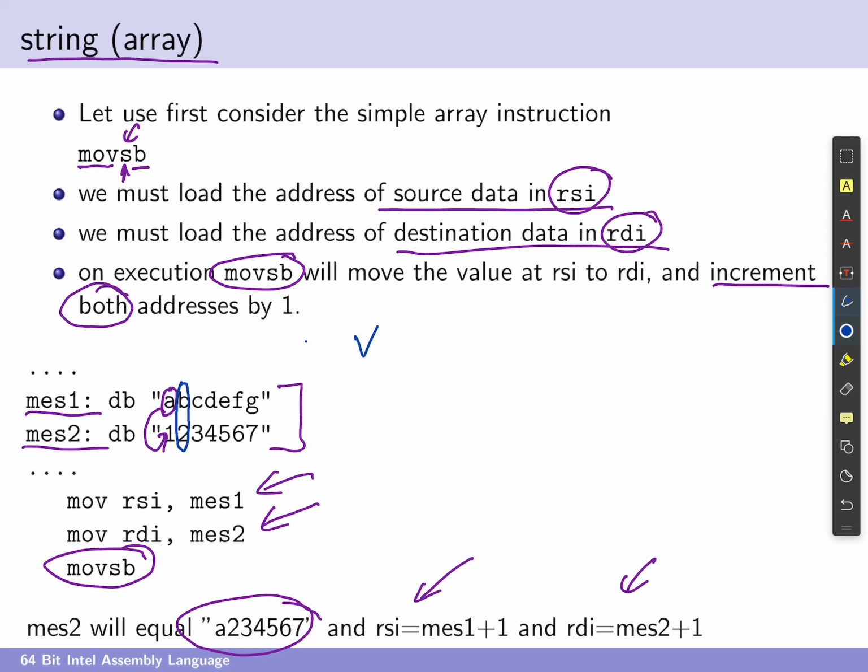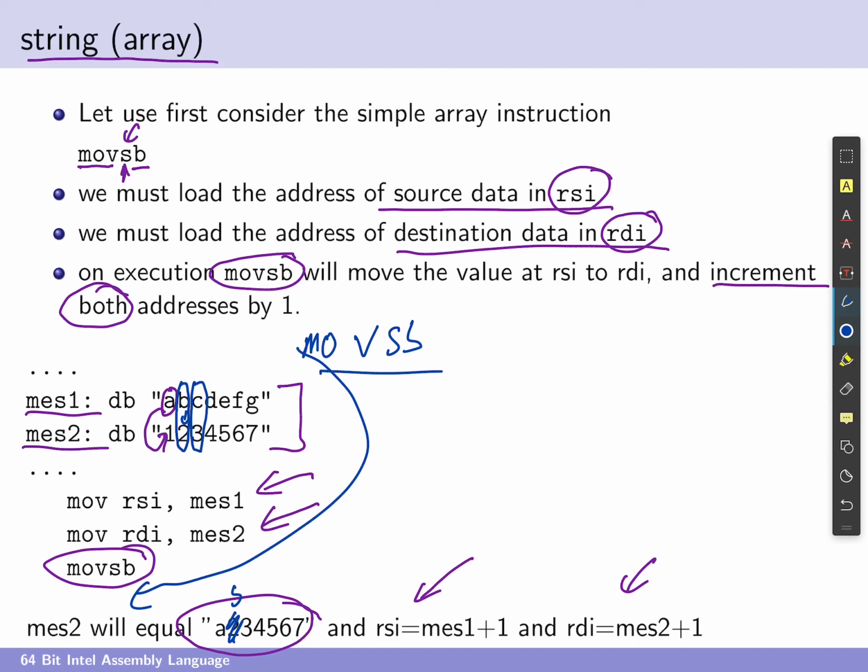And if I were to, for example, execute movsb again, what would happen is I would end up setting this to a B, and then I would actually be at this location over here. And this just repeats each time I call movsb.